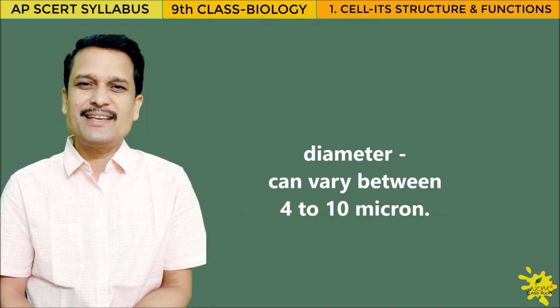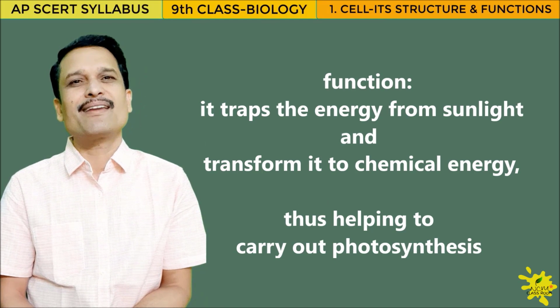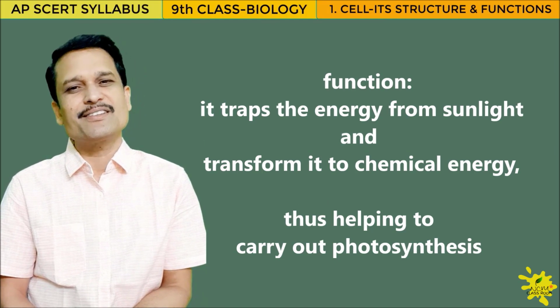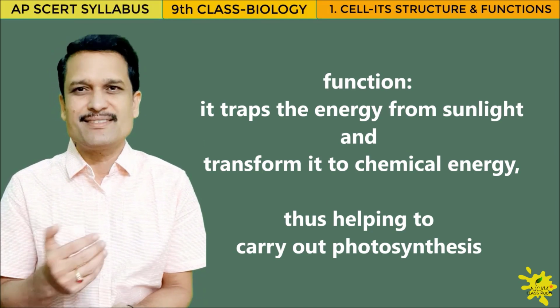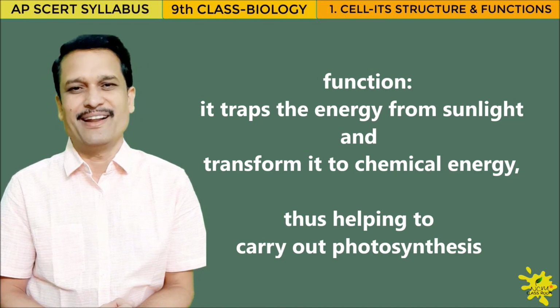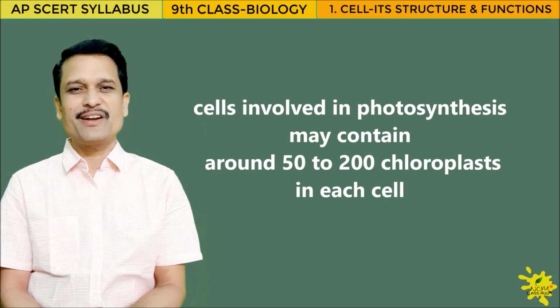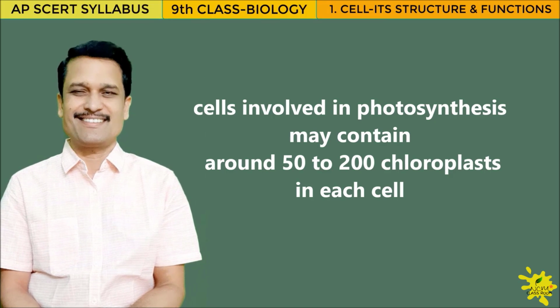The major function is photosynthesis. That means they trap the energy from sunlight and transform it to chemical energy, thus helping the plants for preparing their own food. Cells involved in photosynthesis may contain around 50 to 200 chloroplasts in each cell.